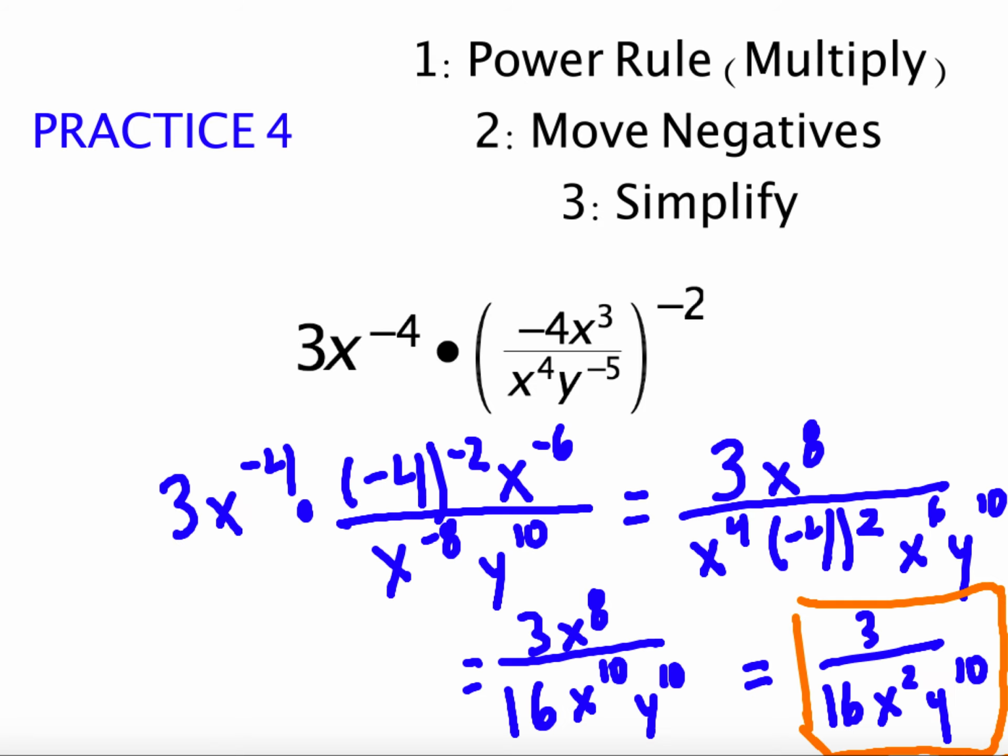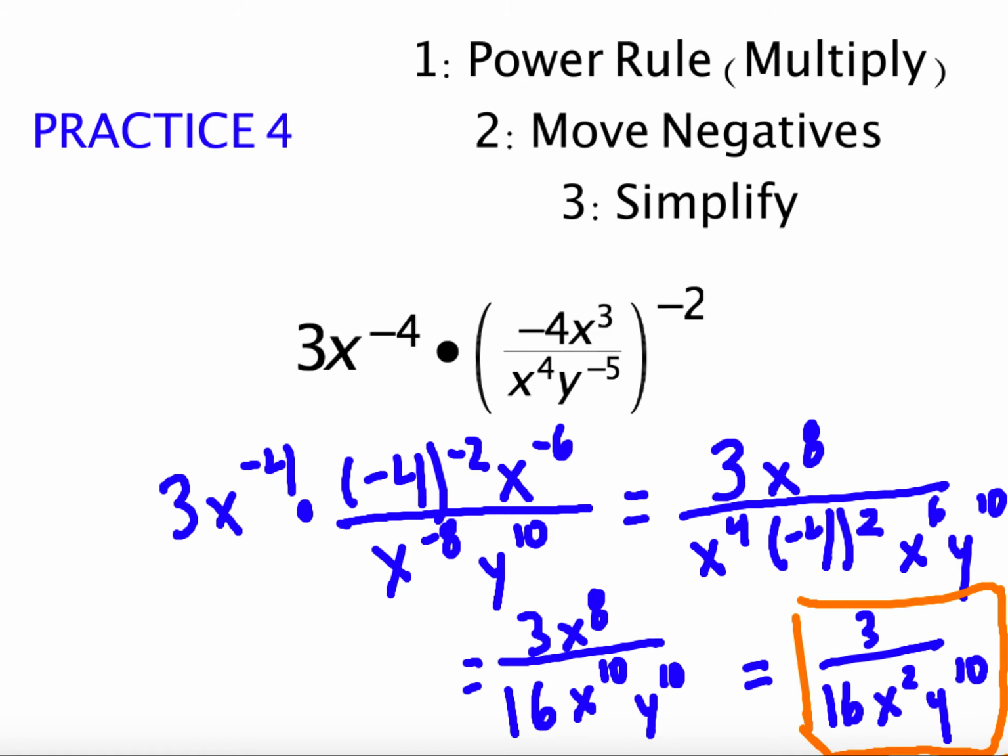All right. Oh my goodness. Final answer, 3 divided by 16x squared y to the 10th. Let's check my work. To start with, we keep 3x to the negative 4th, and then we raise the numerator and the denominator of this quotient to the negative 2. So negative 4 to the negative 2, x to the negative 6th, divided by x to the negative 8, because we have 4 times negative 2, y to the 10th, because we have negative 5 times negative 2.